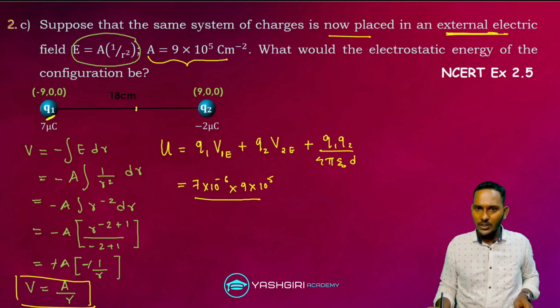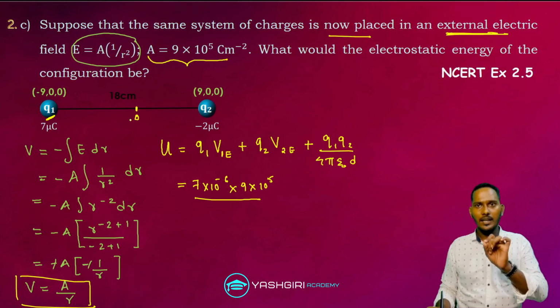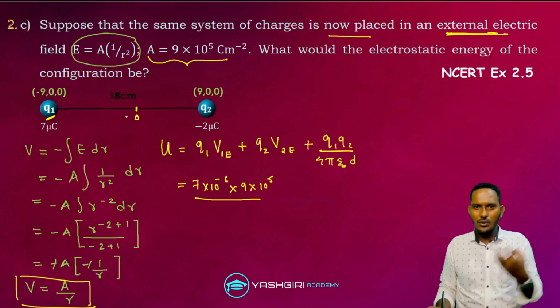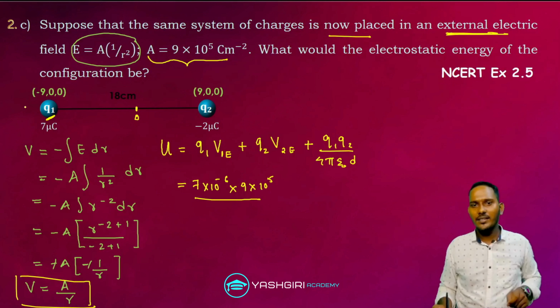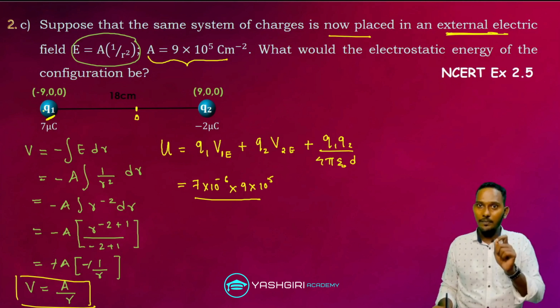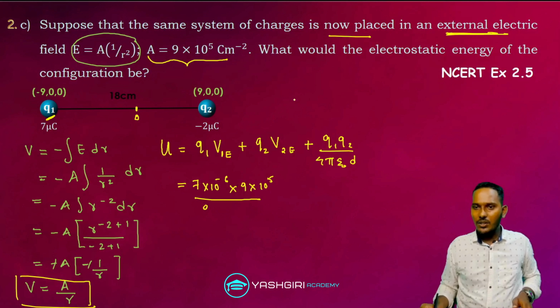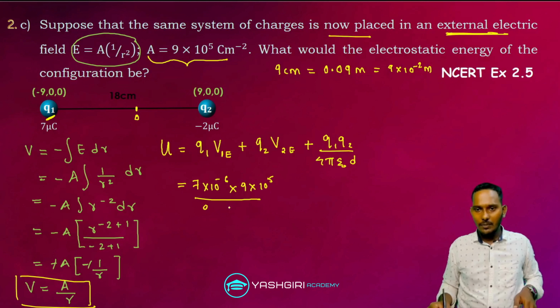Let us say if you take this as an origin, here let us consider this is the origin of that external source we are having. So the distance at which the q1 has been fixed is at minus 9 centimeter. So convert it into meter. When I convert it into meter, students, 9 centimeter we are having, so you have to divide it by 100, right? So it is going to be 0.09 meter, which I can write as 9 into 10 to the power minus 2 meter.